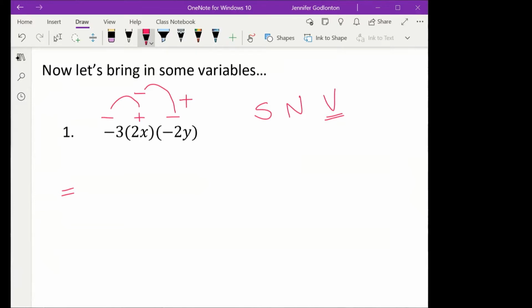Yes? No? I feel like everyone got really quiet for a second. Okay, so signs, we know we're dealing with something positive. Then we look at our numbers. We've got 3 times 2, which is 6. 6 times 2, which is 12. So we're going to have 12. And then we've got our variables, which is just going to be x, y. Okay, so we literally do it in this order. Signs, numbers, variables. First your signs, then your numbers, then your variables. And then you can't go wrong with multiplication.